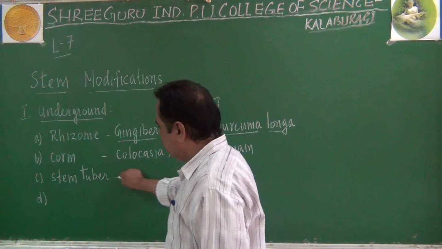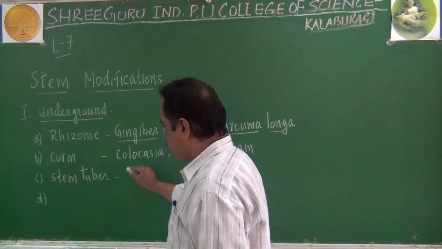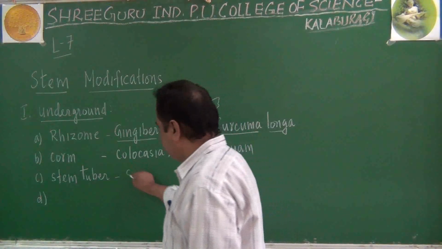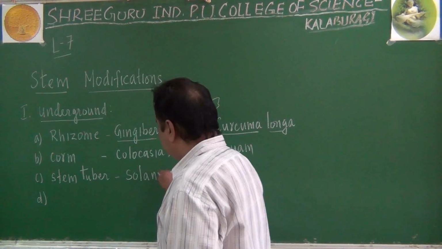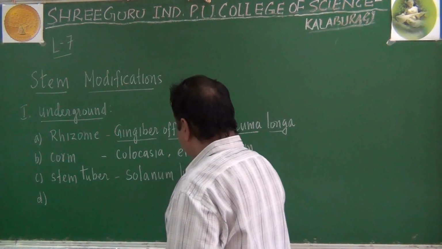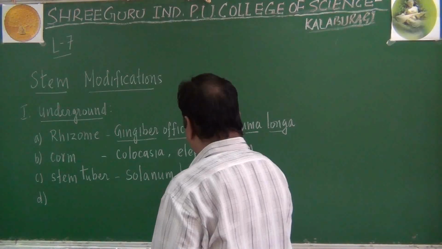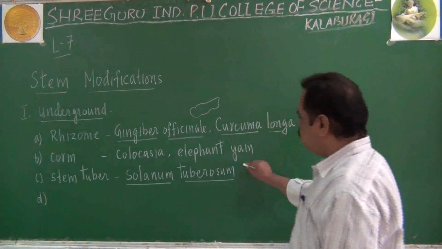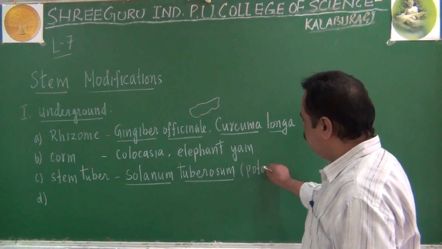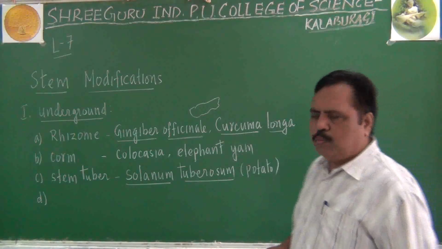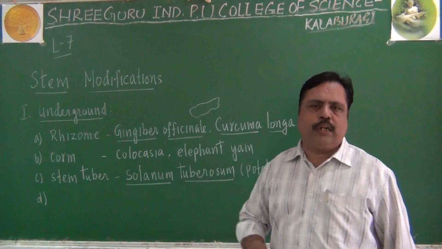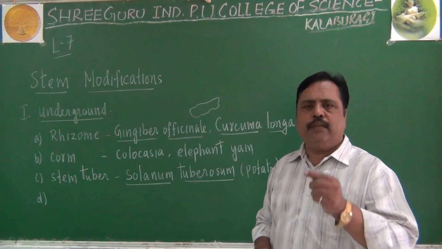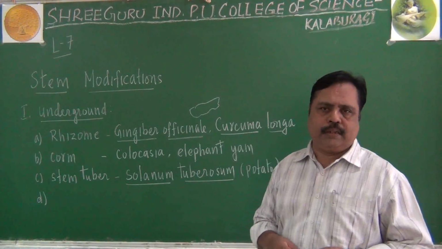For stem tuber, we have to remember the potato. The biological name for potato is Solanum tuberosum. That is the biological name of potato. This potato comes under stem tuber. There is one important 2-mark question related to Solanum tuberosum: why is it called stem even though it is underground in nature?